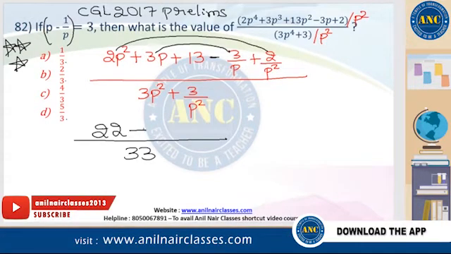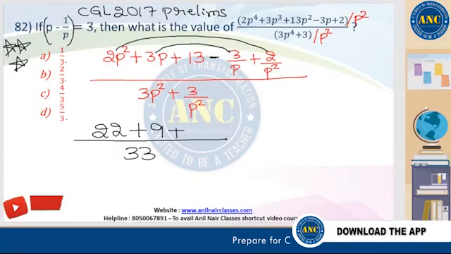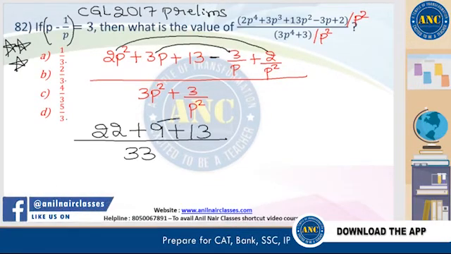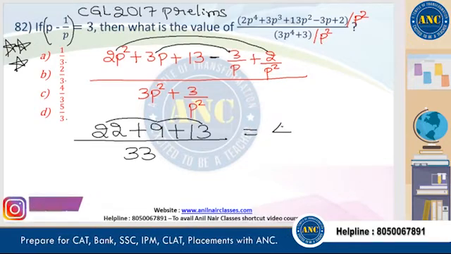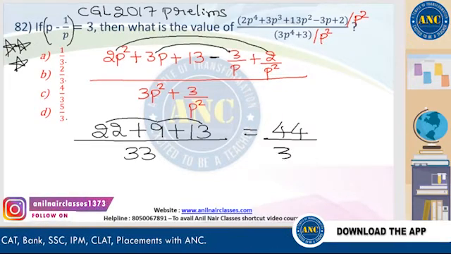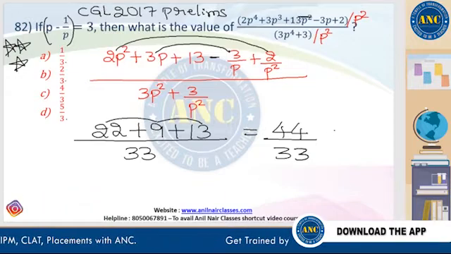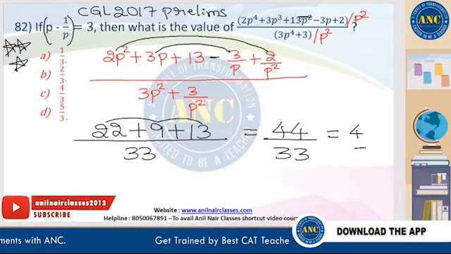So 3 into 3 is 9 plus 13. So the final answer becomes 13 plus 9 is 22. 22 plus 22 is 44. 44 divided by 33. 11 into 4 is 44, 11 into 3 is 33. Answer is 4 by 3.